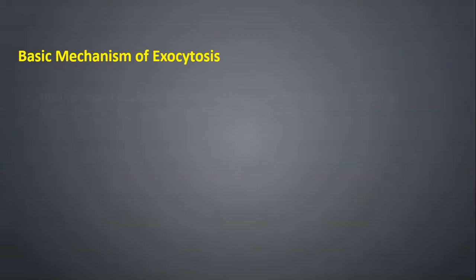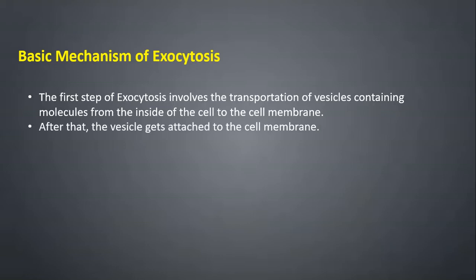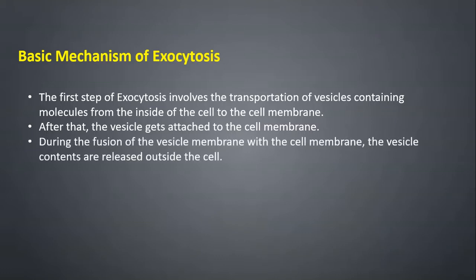Now let's talk about the basic mechanism of exocytosis. The first step of exocytosis involves the transportation of vesicles containing molecules from the inside of the cell to the cell membrane. After that, the vesicle gets attached to the cell membrane. During the fusion of the vesicle membrane with the cell membrane, the vesicle contents are released outside the cell.